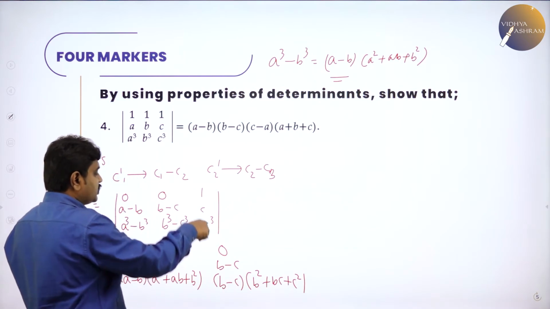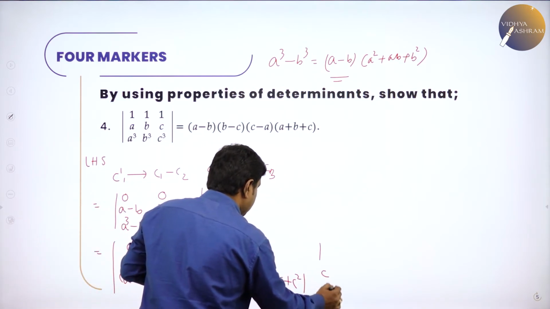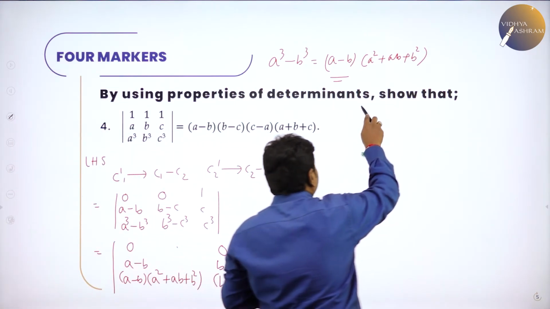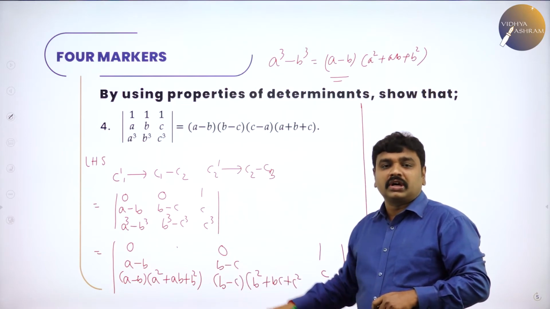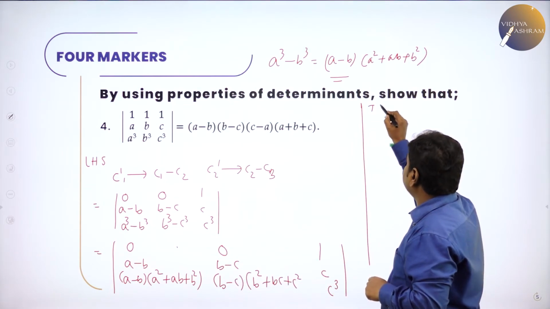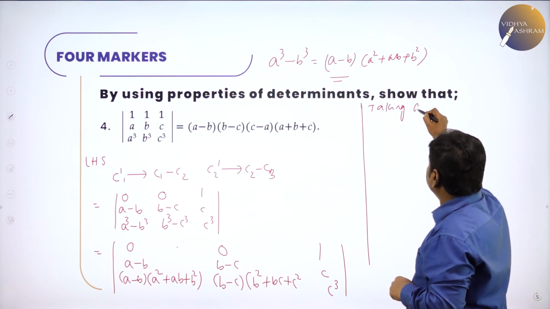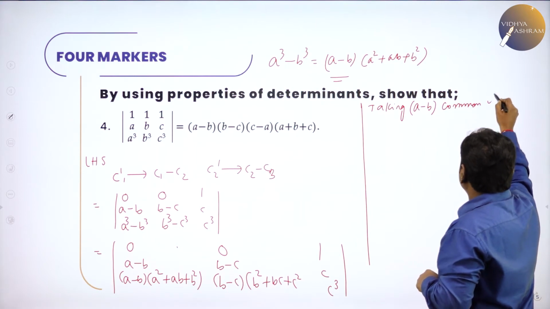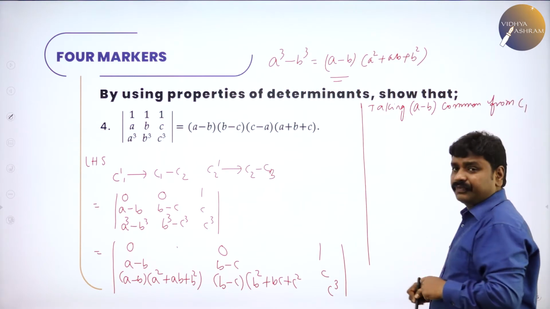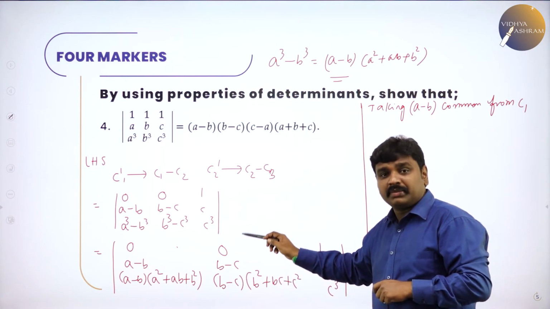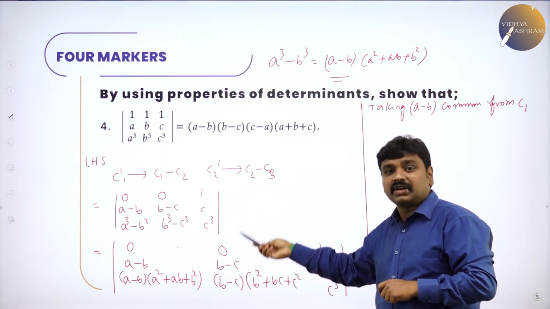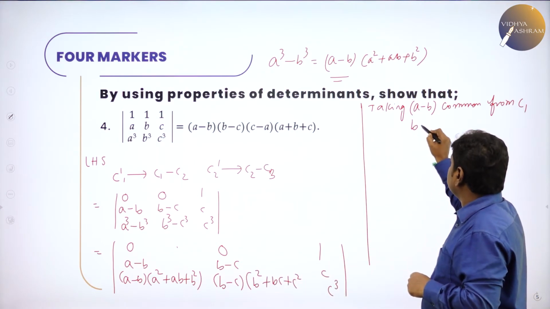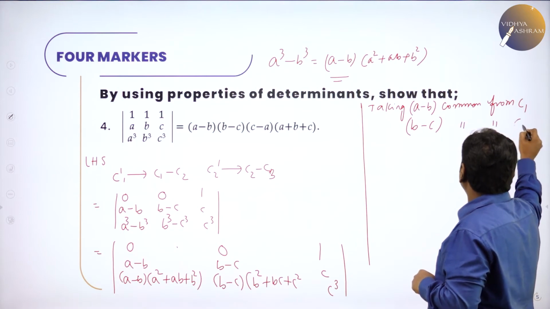Then last column, C1 C cube. Last column we are not disturbing. So now further, from the first column you can take what common? A minus B. So take A minus B common from column 1, and in B minus C, what is common? Sorry, in the second column you have B minus C. Take B minus C common from C2.